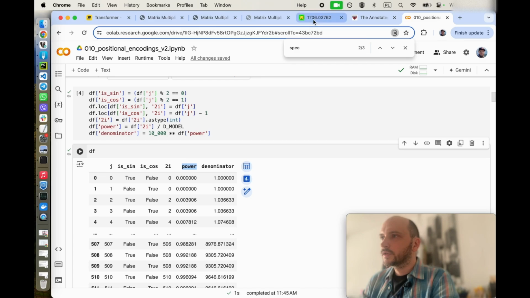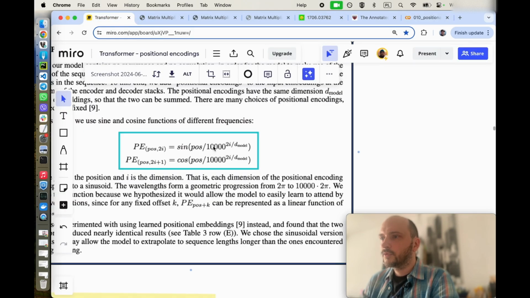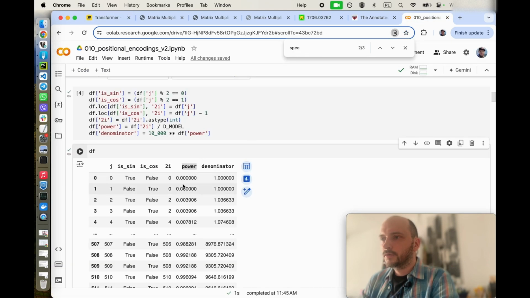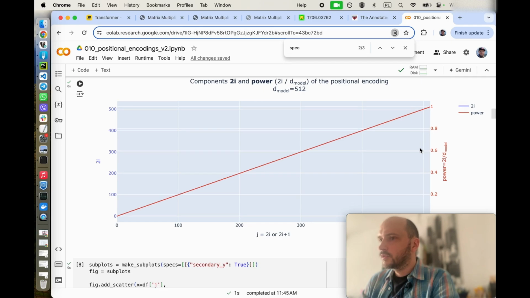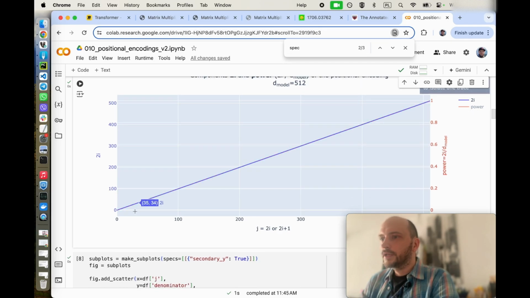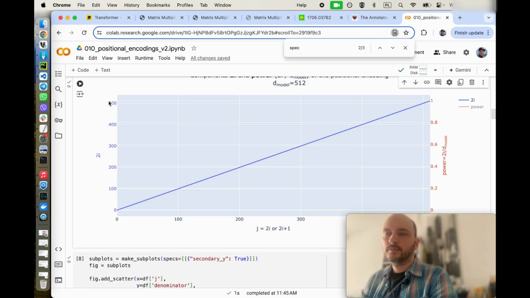Power is, let me show you this component, 2i divided by d model. And then I calculate the entire denominator, which is 10,000 to the given power. So let's calculate them and look at what they look like. So the 2i thing first is a linear progression from 0 to, in this case, 512. So the maximal index of the encoding is actually 511 because we start from 0.